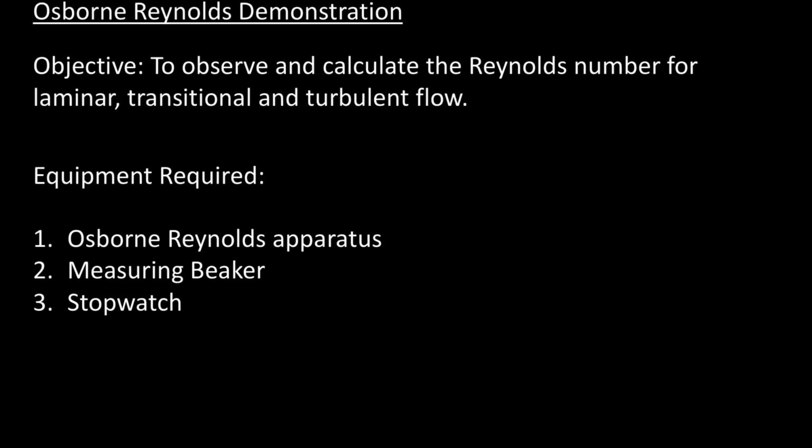The objective of this experiment will be to observe and calculate the Reynolds number for laminar, transitional and turbulent flow. The equipment required are the Osborne Reynolds apparatus, a measuring beaker and a stopwatch.